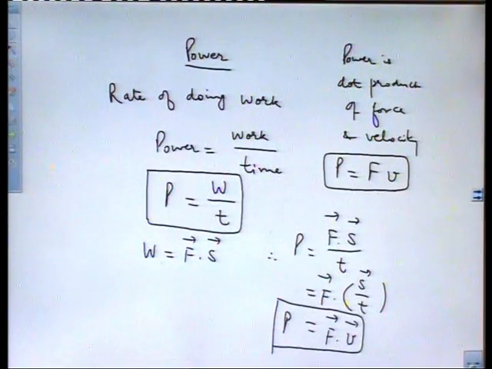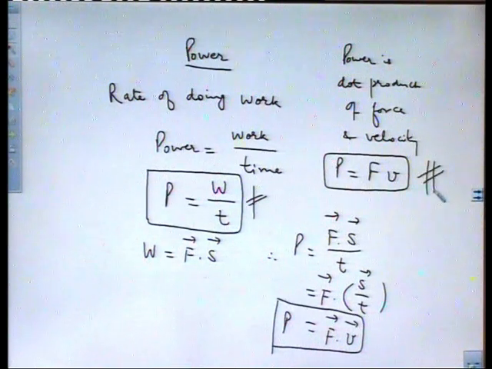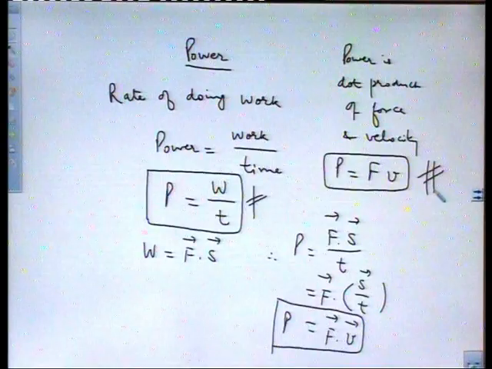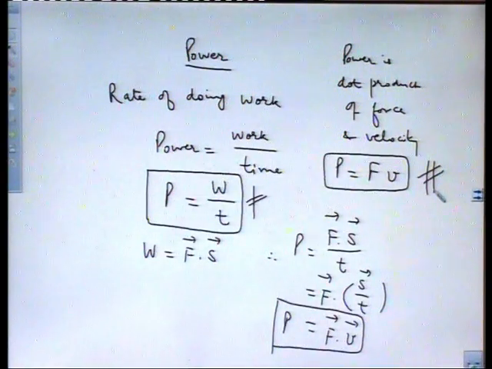So, we have two formulas to calculate power. One is the basic formula, work over time. Another formula is force into velocity. Whenever we are given work and time, we calculate the power by using power is equal to W over T, and whenever we are given force and velocity, we calculate this by taking the product of force and velocity.